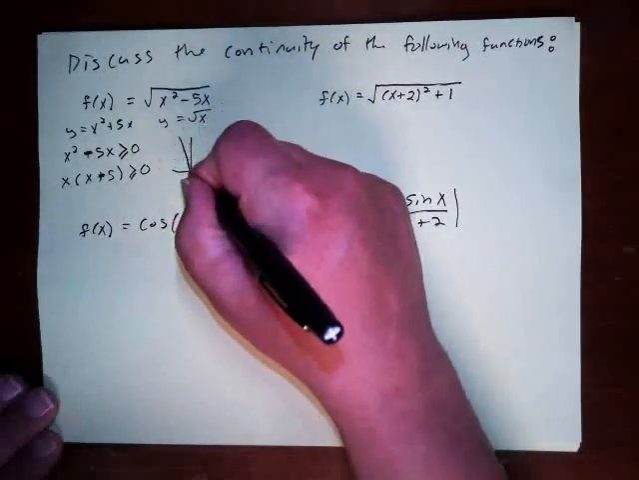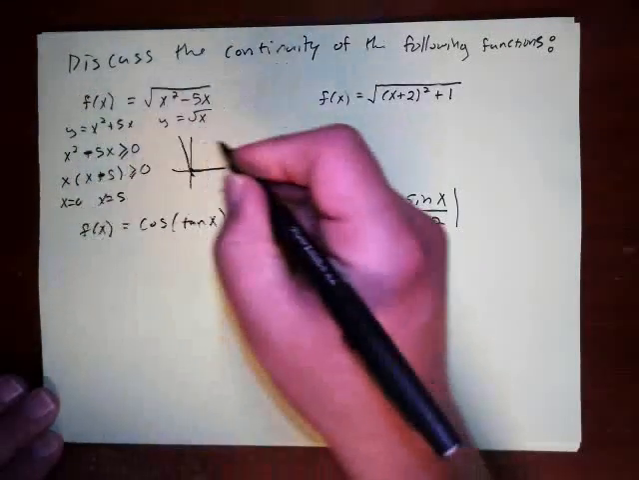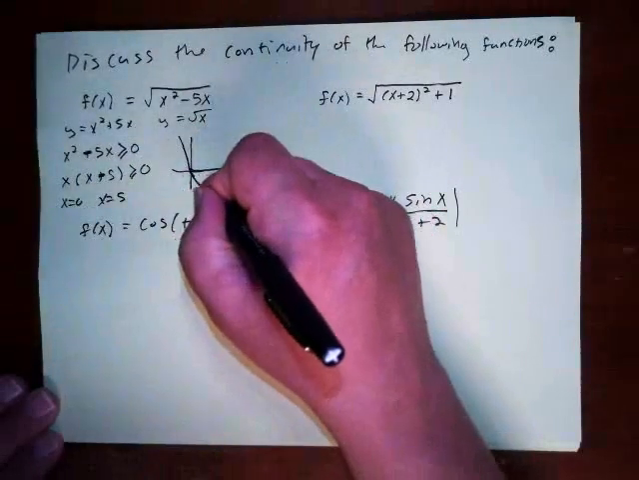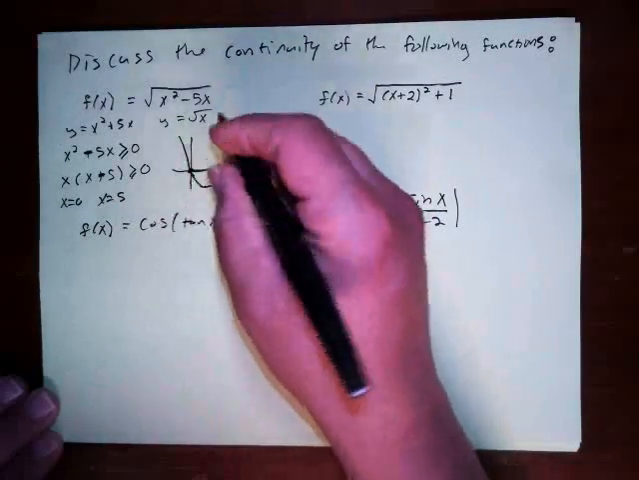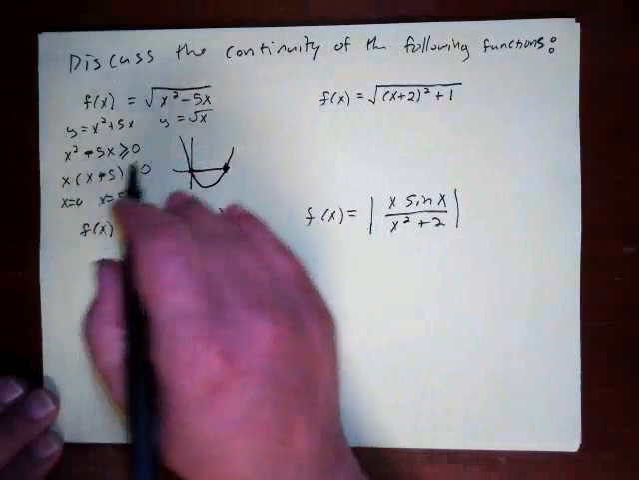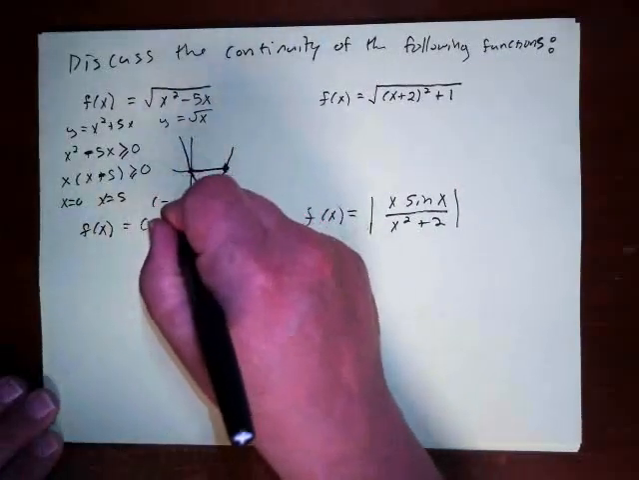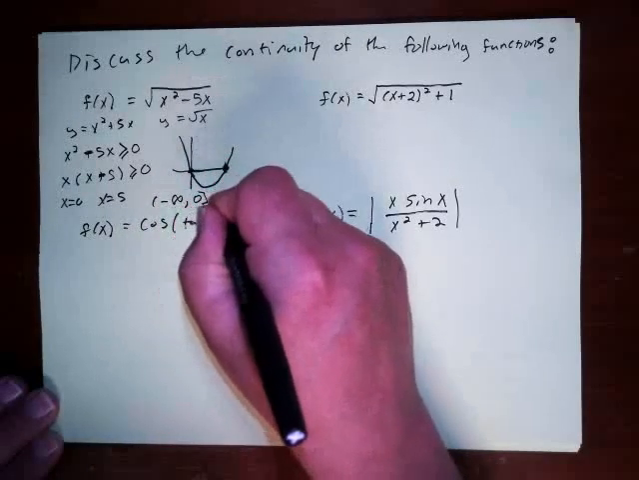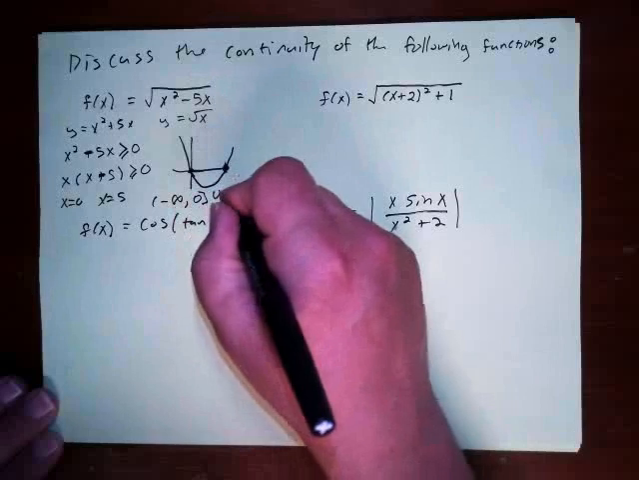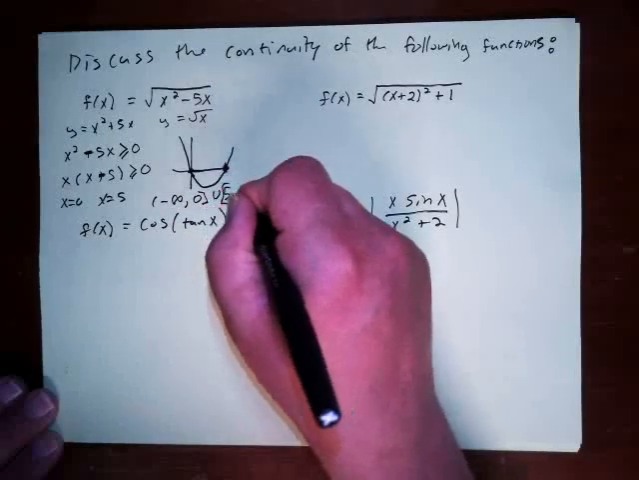It goes through the origin. So this is x equals 0 and x equals 5. Okay, those are when they're equal to 0, right? Those are the two roots. And it's going to be positive because it's a face-up parabola. It'll be positive for negative infinity to 0, including the 0, and from 5, including the 5, to positive infinity.